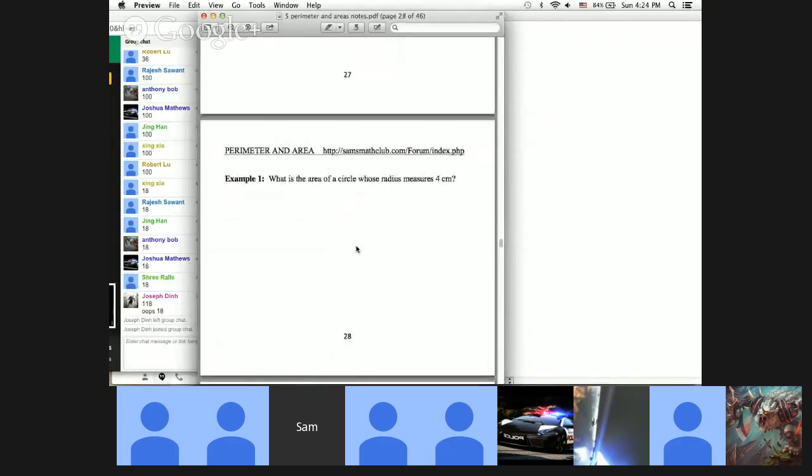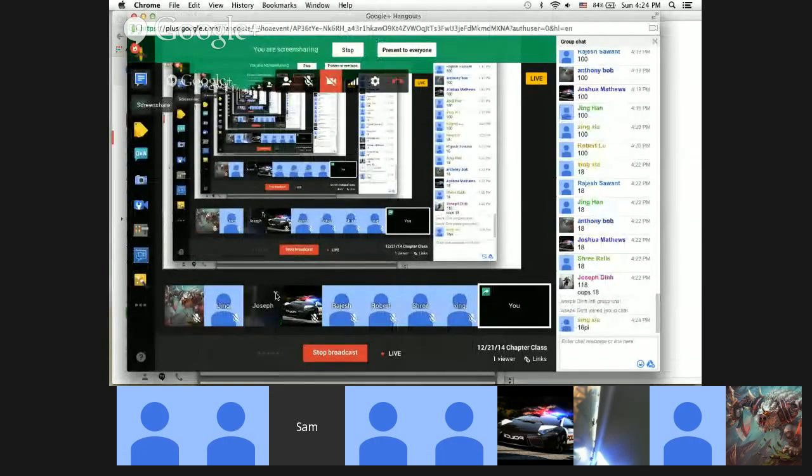Okay, so let's try this example. What is the area of a circle whose radius measures 4 centimeters? Radius. Right. 4 times 2. Yep. Area is 4 squared.